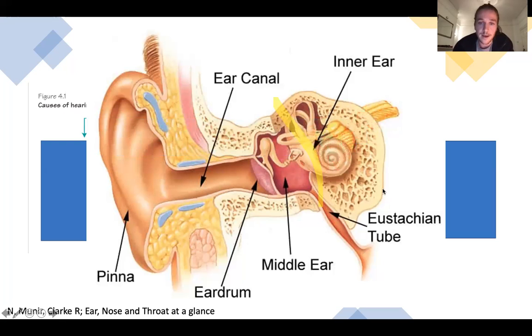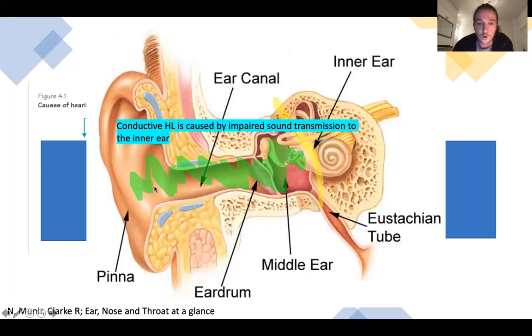Okay. And then any disease process that occurs further out this way could be anywhere from the ossicles. So that's the malleus, the incus, and that's the stapes. Anywhere from there out through the tympanic membrane would likely cause a conductive hearing loss. So this is a problem with sound transmission to the inner ear.